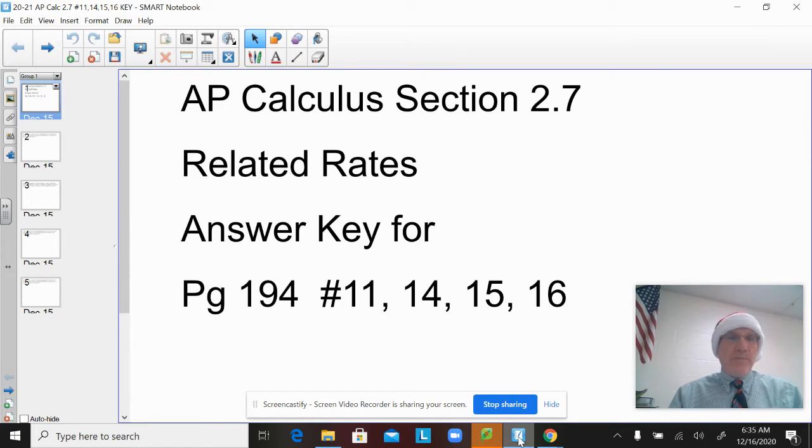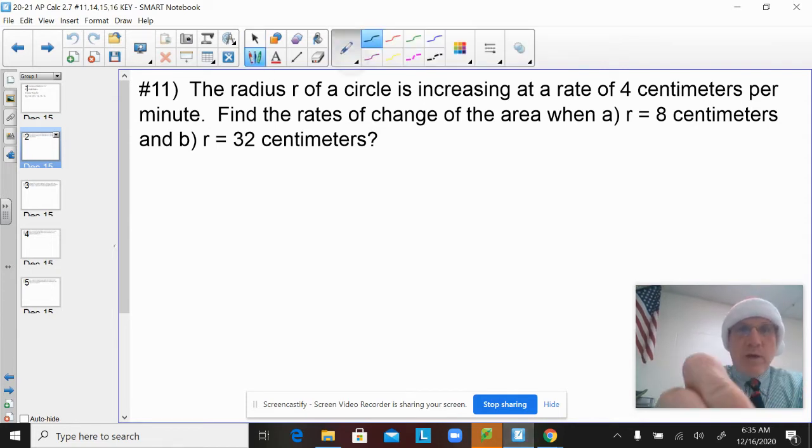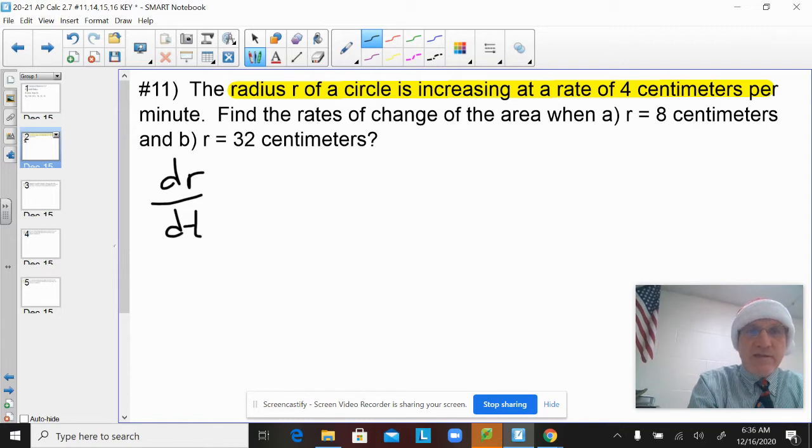So here we go. 11 says the radius r of a circle is increasing at a rate of 4 centimeters per minute. Find the rates of change of the area when r equals 8 and r equals 32. We have to be able to identify what they're telling us. The radius is increasing at a rate of 4 centimeters per minute. That is the rate of change of r, so that is dr/dt. It's telling us that is 4.